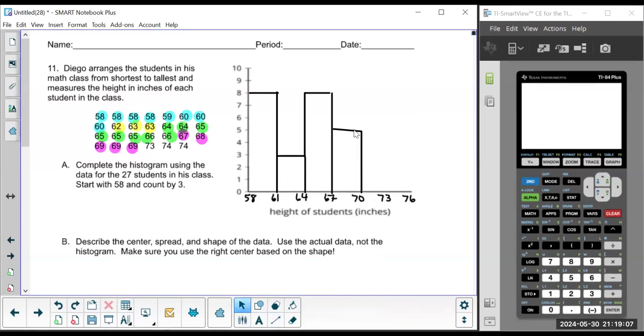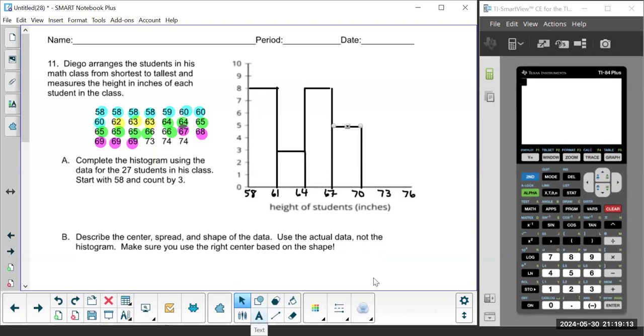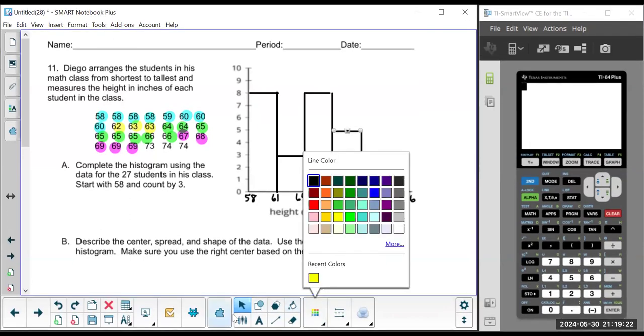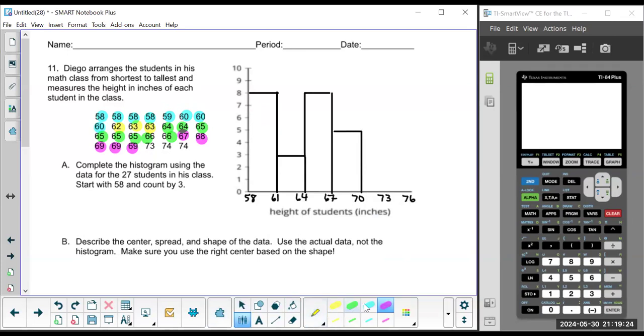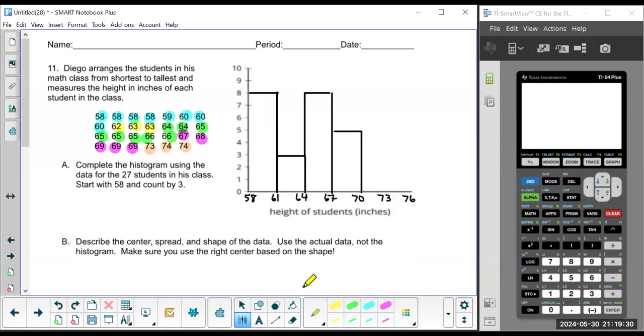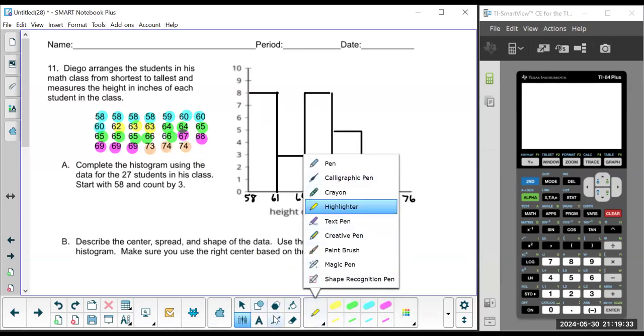All right, and then the next one is going from 70 to 73, but we're not including 73. We're only including up to 72. So there is none for that one. So I'm just going to leave it blank. Don't erase it. Don't put a little line on it. It just stays blank. And then the last one is 73 to 76. So then I'm going to count up until 76, but there isn't anything after that. So I'm just going to count the last 3. 1, 2, 3. So then this one's going to be 3 as well.